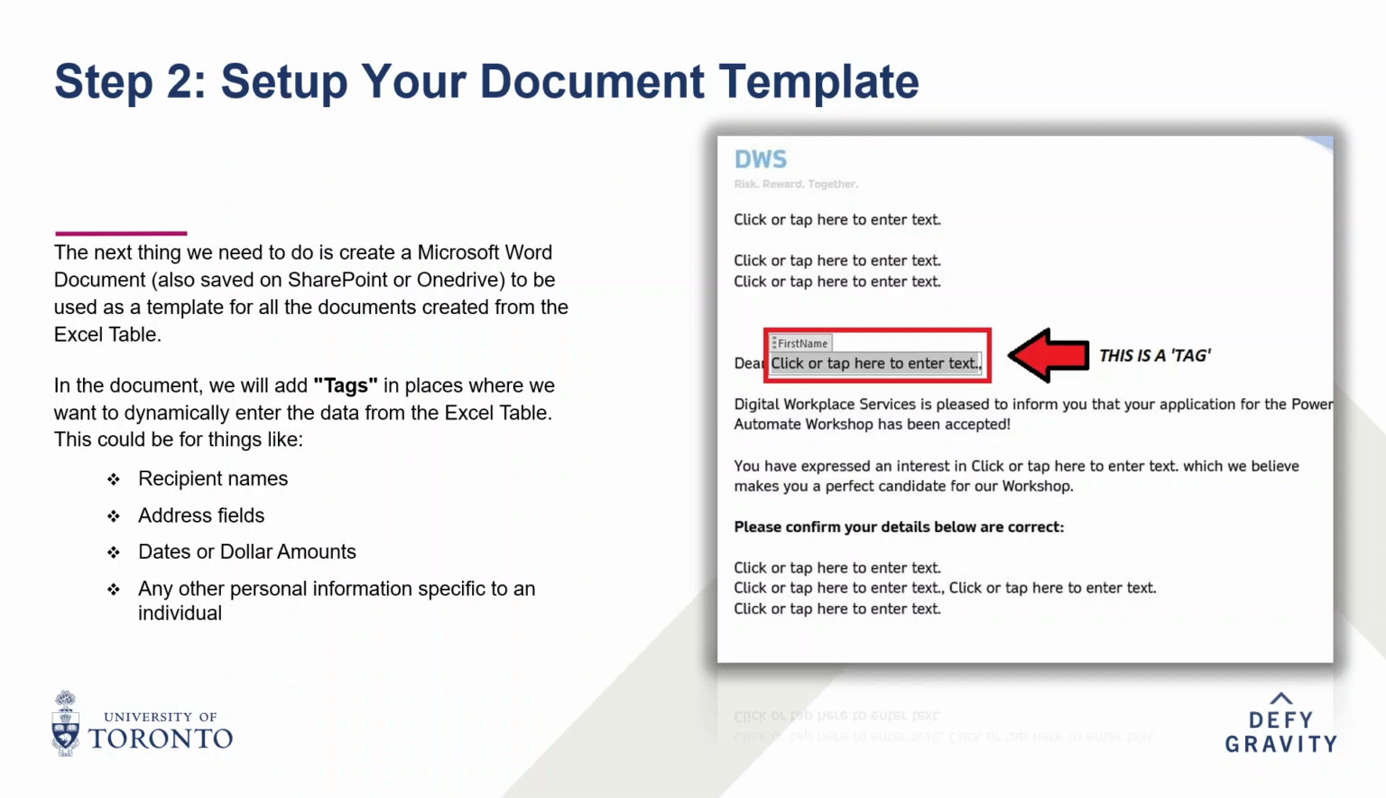Step two is we'll set up our document template. The next thing you need to do is create a Word document, also saved on a cloud storage location, to be used as a template for all the documents to be created from the Excel table. In the document, we will add tags in places where we want to dynamically enter the data from the Excel table. So this could be for things like names, address fields, dates, or dollar amounts, or any other personal information specific to an individual.